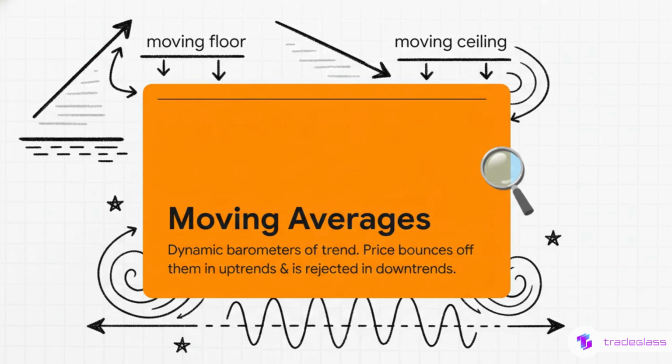Okay, let's start with a classic, moving averages. But don't think of them as just simple trend lines. They're more like dynamic barometers of market sentiment. In a healthy uptrend, you'll often see the price pull back, test a key moving average, find support, and then bounce. They act like a moving floor or a moving ceiling for the price.